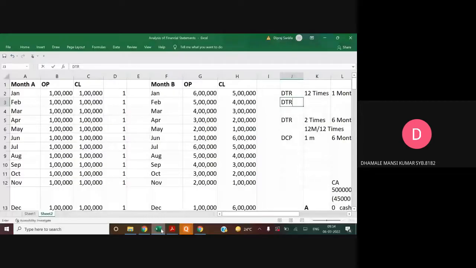ओके झाली विजिबल? नाही सर. हा झाली आता झाली.